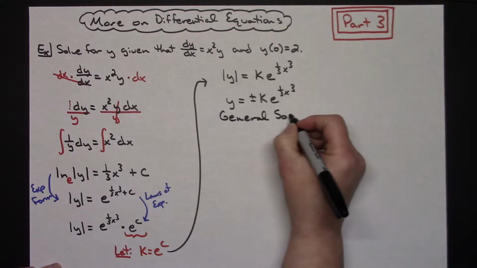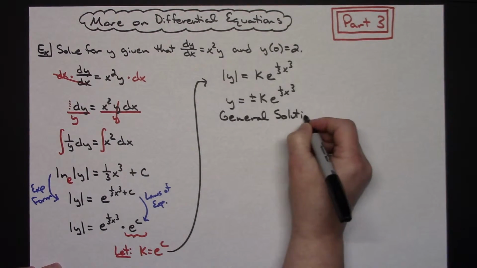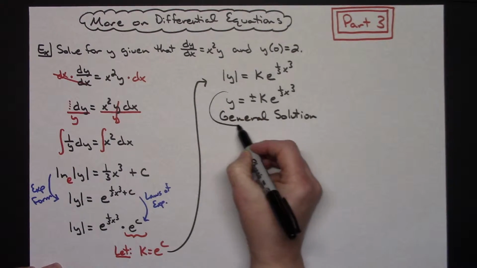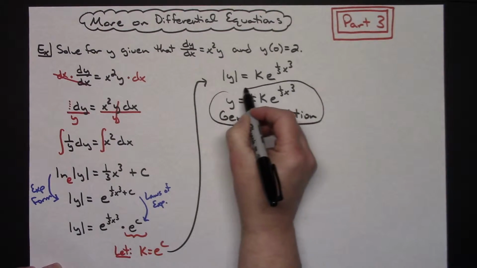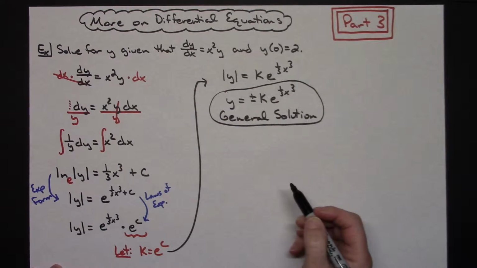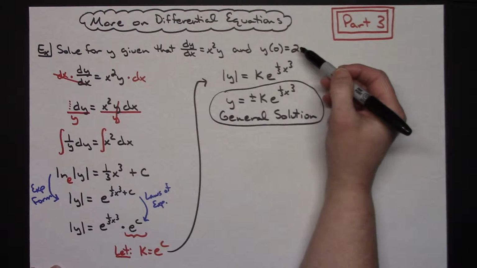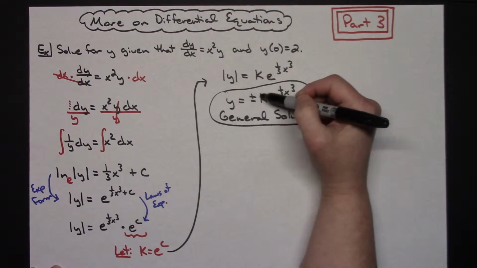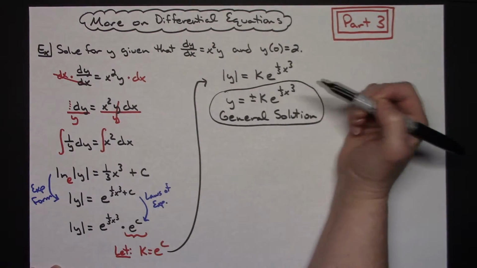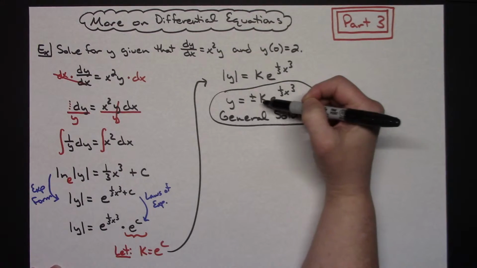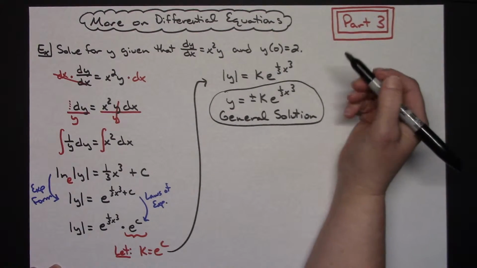At that point right there, I have a general solution. In the previous videos in part 1 and part 2, that's as far as we went. So there is the general solution. Now in this video I want to go a little bit farther. I've got this point y sub 0 equals 2. Now that I know that fact, I can plug that in and find out what my k is. I can determine, is it really a positive k or is it really a negative k?